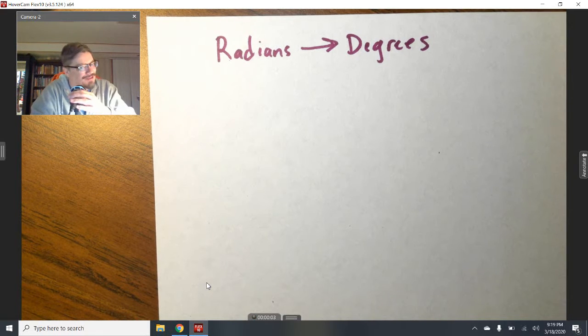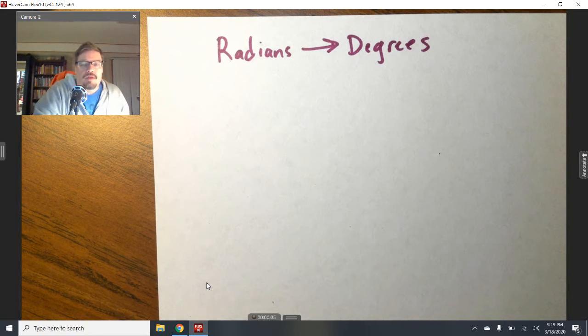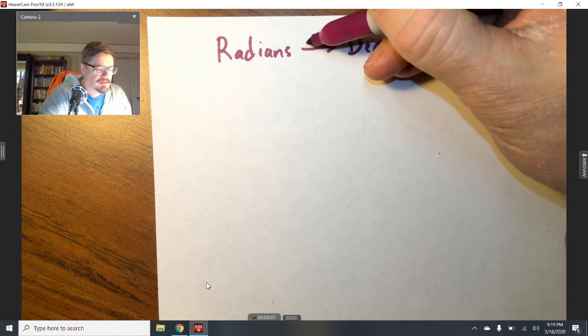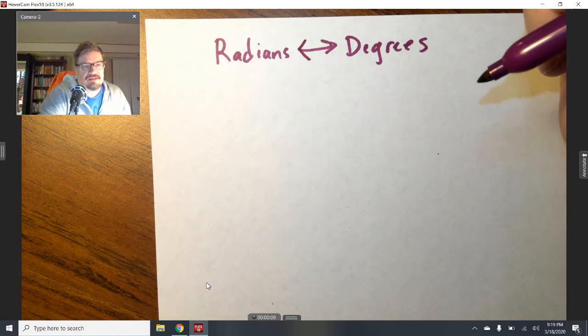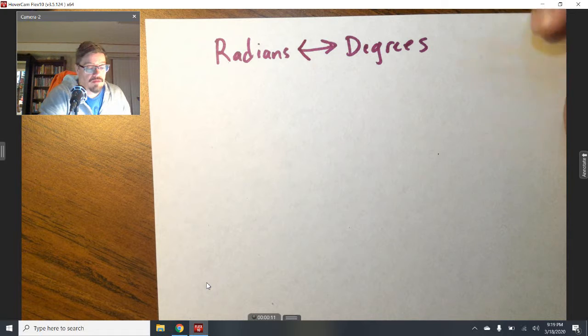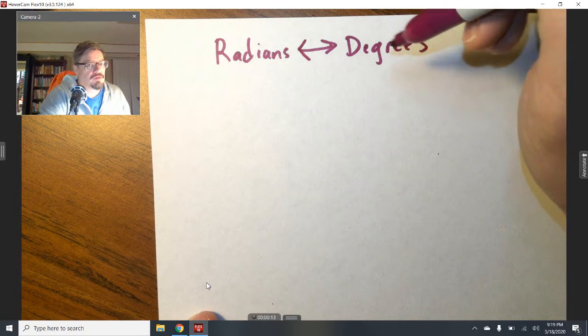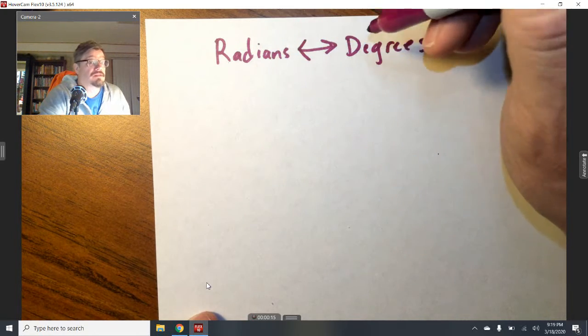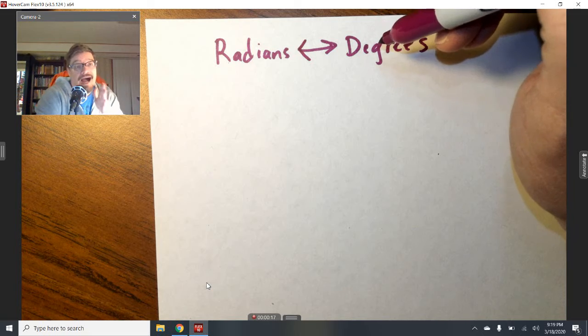Okay, so part two. We're going from radians to degrees, but we also want to go from degrees to radians, right? What we did is go from degrees to radians. Now we want to go from radians to degrees. So we want to be able to toggle back and forth.